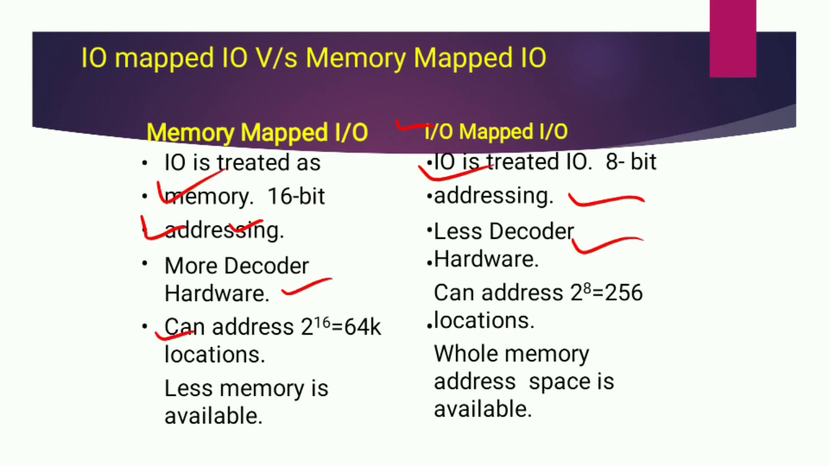Memory mapped IO allows us to increase the number of IO devices we can access up to 2 to the power 16, that is equal to 64 kilobyte. IO mapped IO allows us to access a limited number of IO devices, for example 2 to the power 8, that is equal to 256 IO devices. Memory addresses are big, so address decoding will be slower. IO addresses are smaller, so address decoding will be faster.